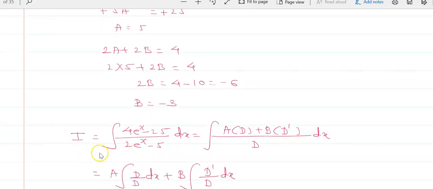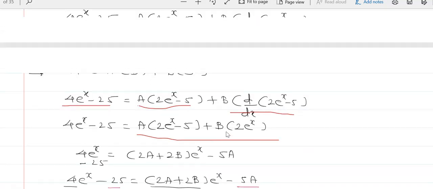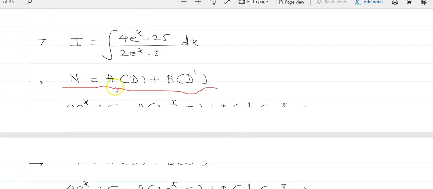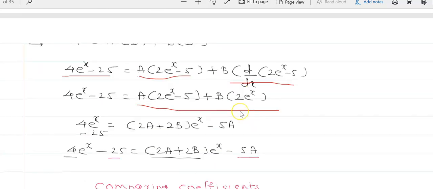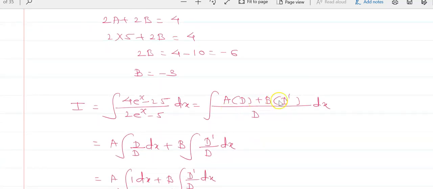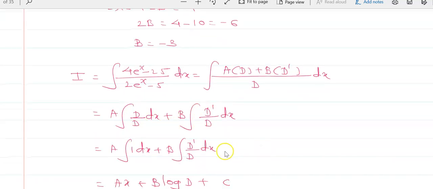Therefore, here I is equal to the integral of (4e^x − 25) dx upon (2e^x − 5). What is the numerator? The numerator is always in this form: N is equal to a into the denominator plus b into the derivative of the denominator. Split it up: a into the integral of D upon D dx plus b into the integral of D' upon D dx. That is a integral 1 dx plus b integral D' upon D dx.